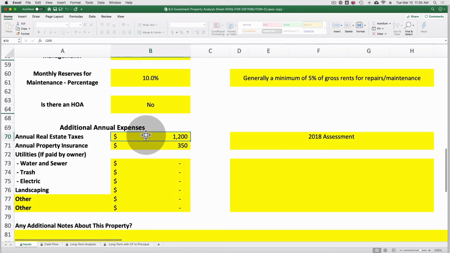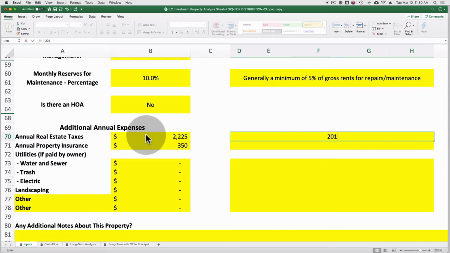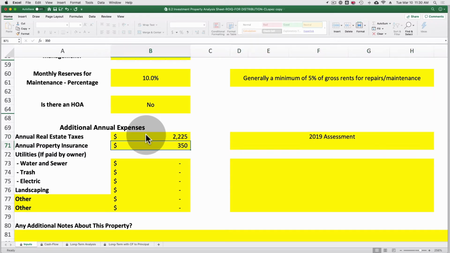All right. Annual real estate taxes. How much are the property taxes? 2225. That's the 2019 assessment? Correct. Okay. How about property insurance? Just under $1,000. Just put $1,000 in there. So he got a really good rate. That's pretty solid.